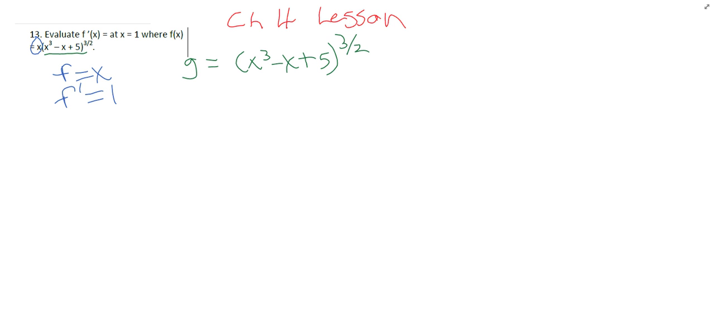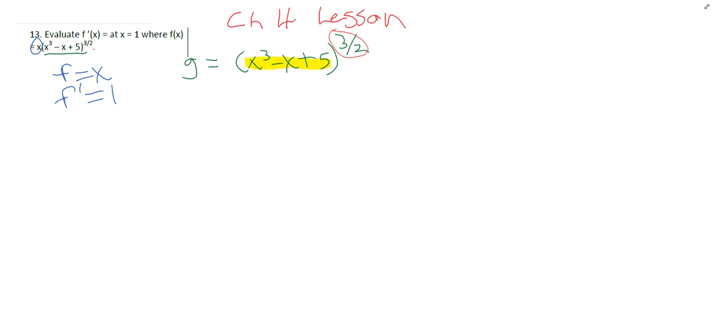So the big picture is I'm taking the expression x cubed minus x plus 5 and I'm raising it to the 3/2 power. So this is a good problem to practice the chain rule. So we're going to take the derivative and we're going to leave the highlighted section alone. Just use the power rule, and then we're going to multiply that by the derivative of the highlighted section.